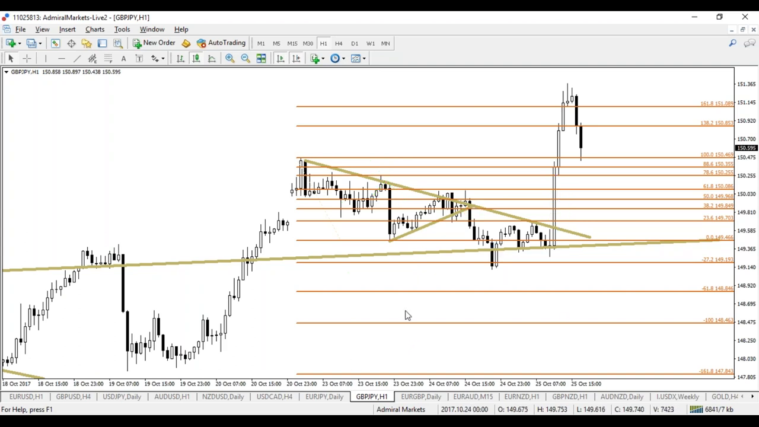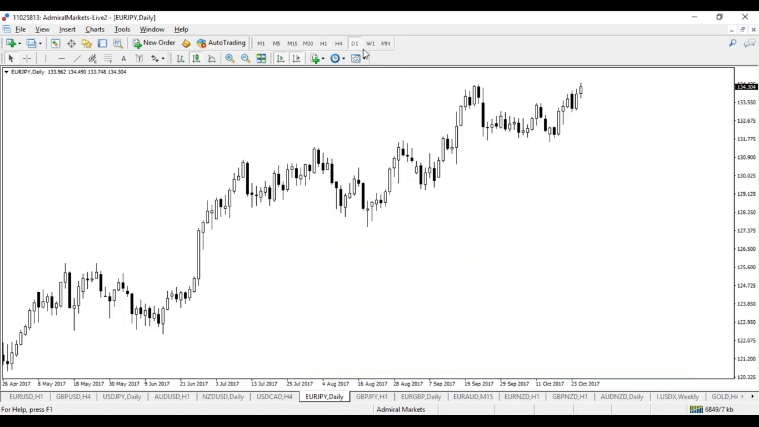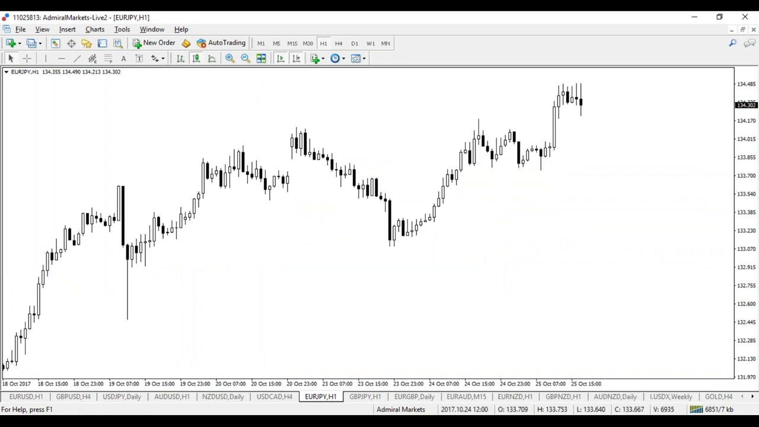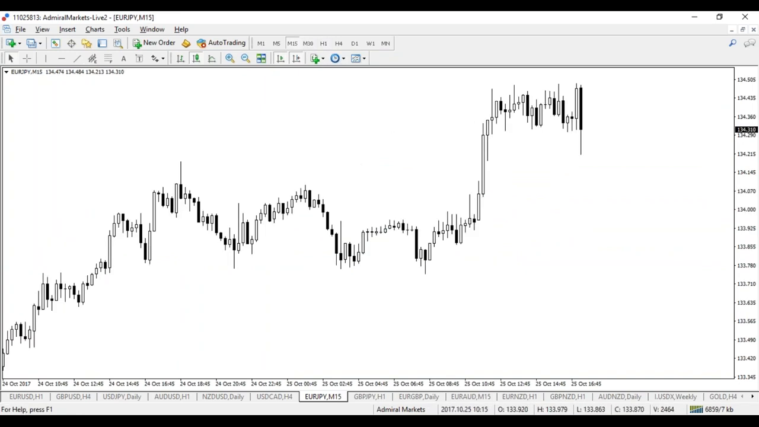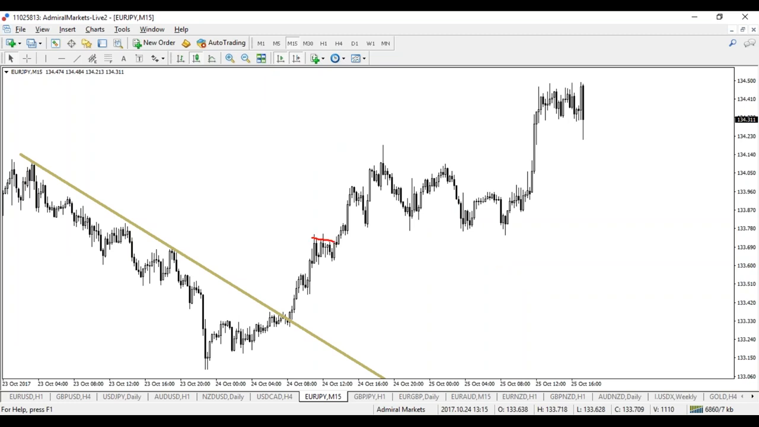But besides this pound yen, I think most breakouts were working well on, at least, the pairs I was looking at. Euro yen, also a nice little breakout here, and candle confirmation here. I even had a 50-minute entry on this one with a chart pattern called the bull flag right here, with the candlestick confirmation here.